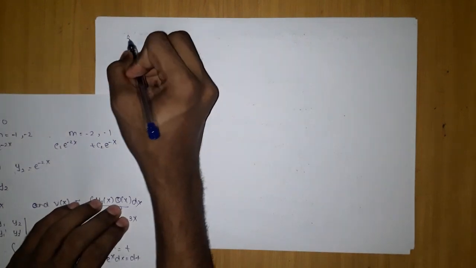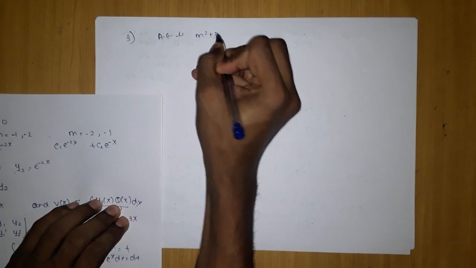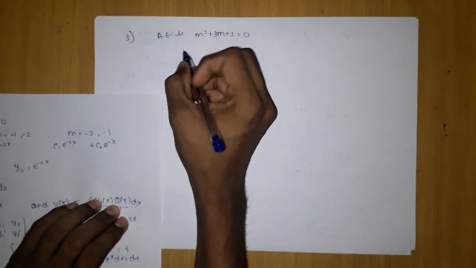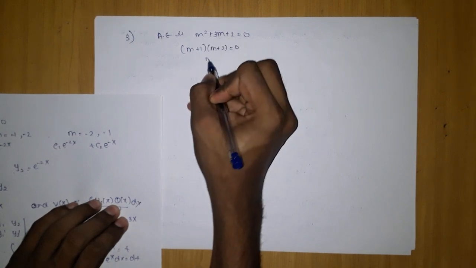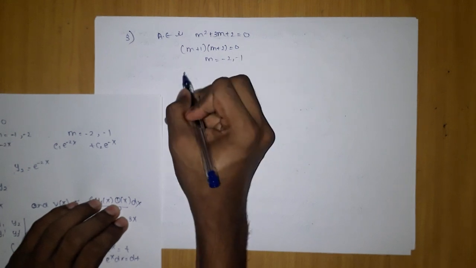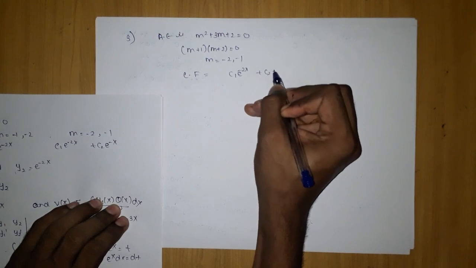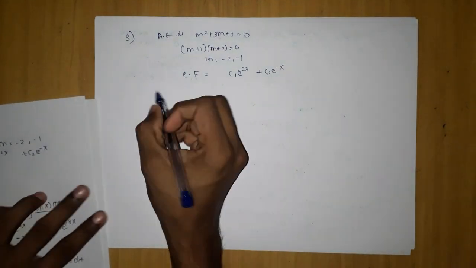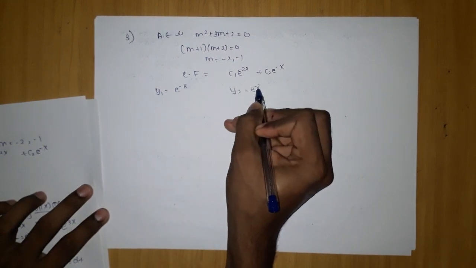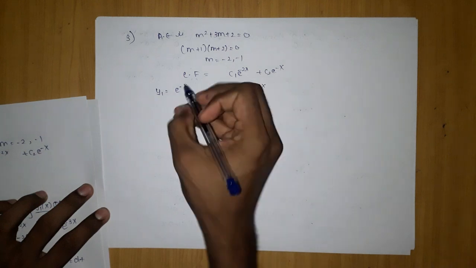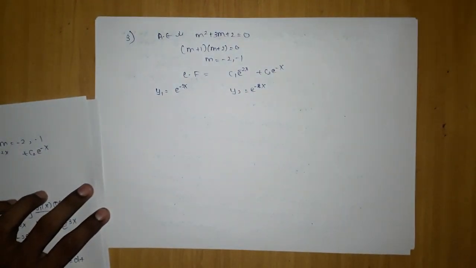So let me write the third one, that is, the auxiliary equation is m square plus 3m plus 2 equal to 0, right? So if I write (m plus 1)(m plus 2) equal to 0, suppose I say my roots are minus 2, minus 1, then you will write the complementary function as c1 e to the power minus 2x plus c2 e to the power minus x. Agree? Now here you will say y1 is e to the power minus 2x and y2 is e to the power minus x. Whatever is attached with c1 is your y1 and whatever is attached with c2 is your y2.